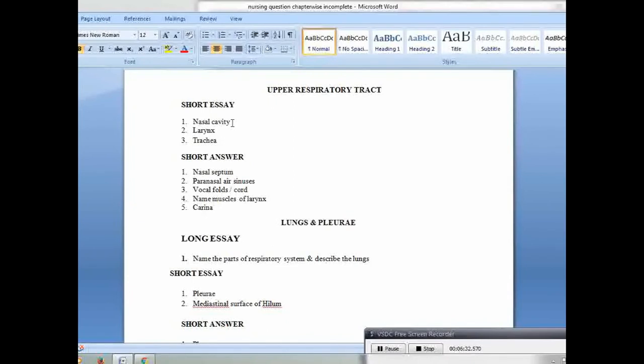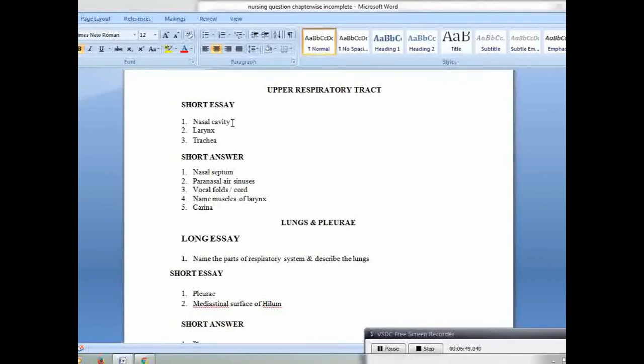Yeah. Coming to the next question, paranasal air sinuses. Here you will mention the different air sinuses in the skull region. You have frontal air sinuses, maxillary air sinuses, ethmoid air sinuses, and sphenoid air sinuses, and where they open.